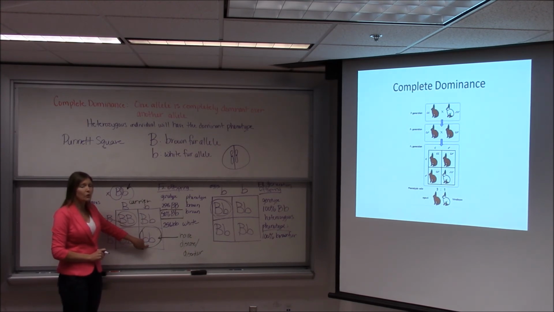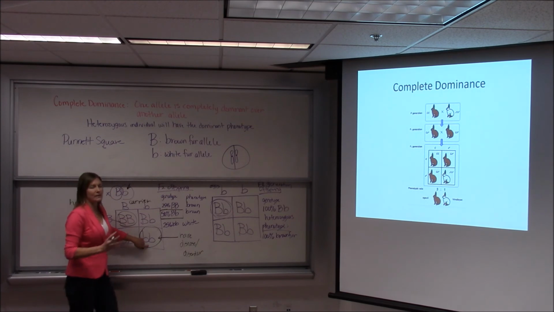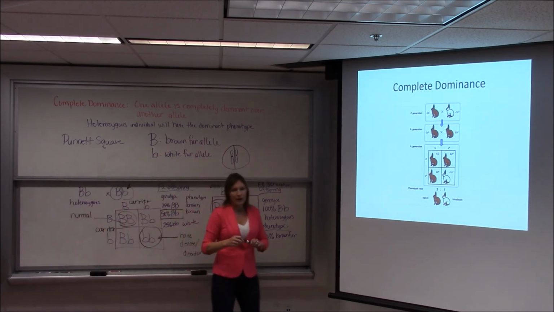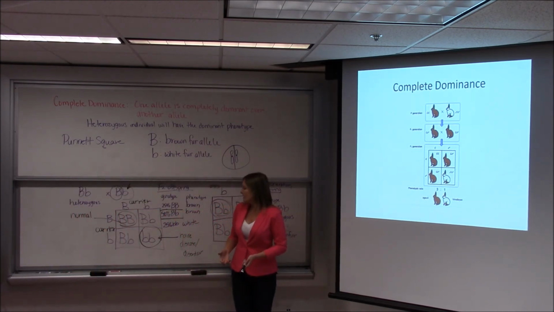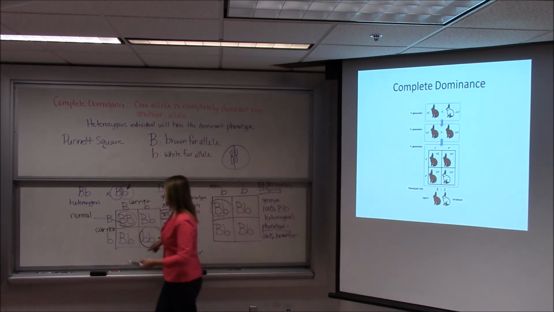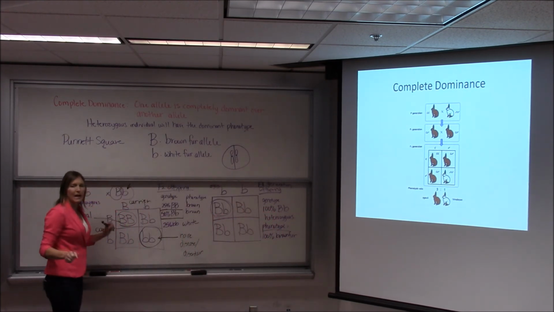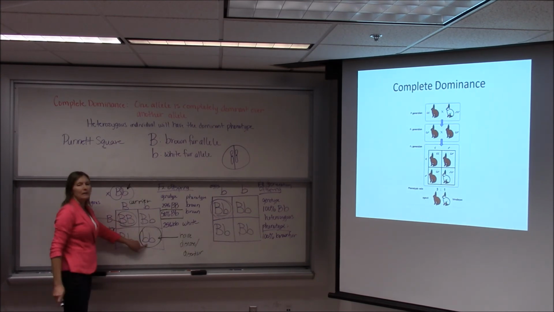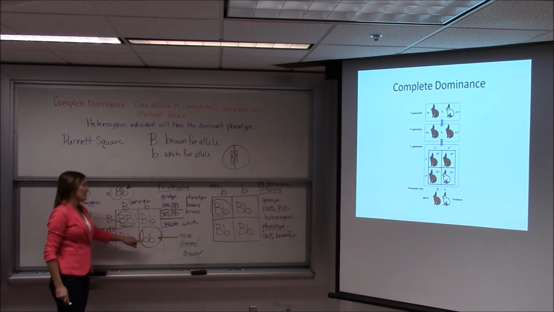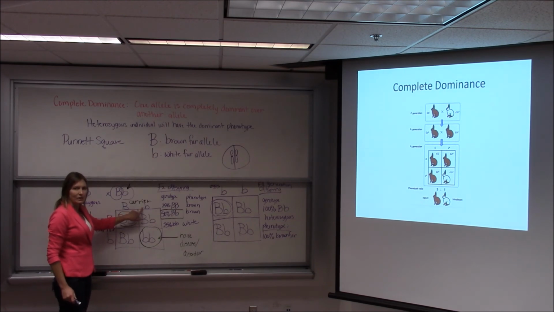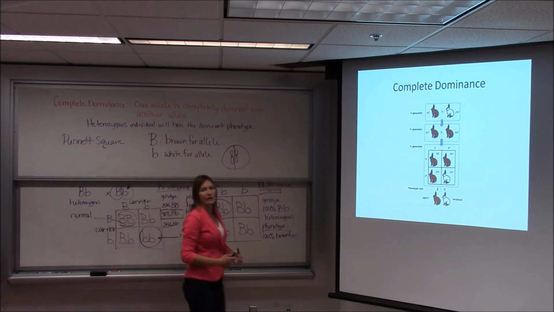But that's assuming thousands of offspring. You're rolling the dice every time. Every time these two mate, every time they have an egg and sperm that come together, they have the possibility of having a baby that has the disorder, because 50% of the sperm have the bad gene and 50% of the eggs have the bad gene. So they're taking a bad roll of the genetic dice every time.